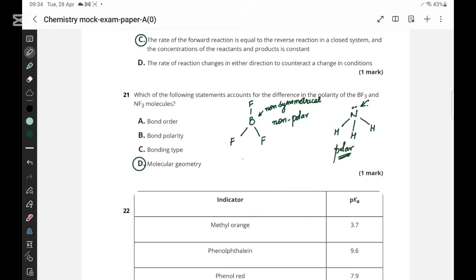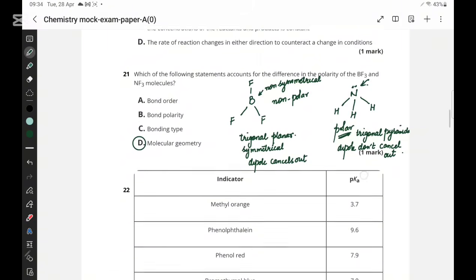BF3 is going to be trigonal planar, and that makes it symmetrical, non-polar, and the dipoles cancel out, while NH3 makes it trigonal pyramidal, and the dipoles don't cancel out. So our answer is going to be D.